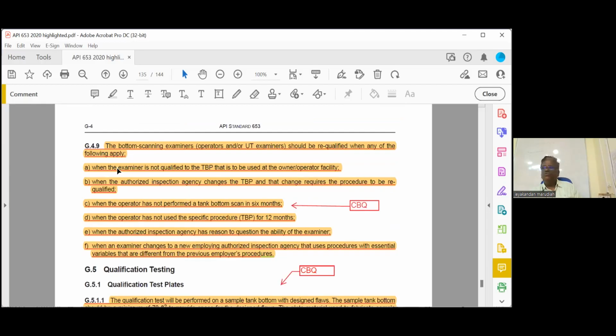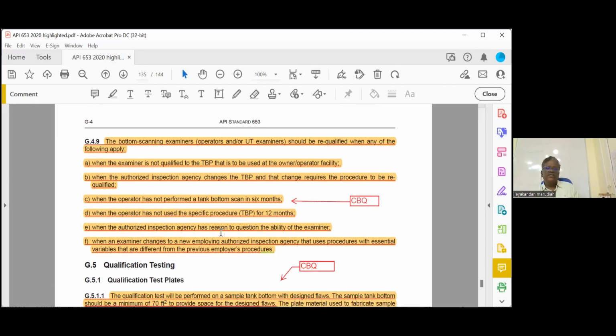Then next page, G4.9, this is important. Again, the bottom scanning examiner, operator, or UT examiner should be requalified when any of the following apply. A, when the examiner is not qualified with the procedure. B, when the authorized inspection agency changes the procedure. TB means a tank bottom procedure. C is important, when the operator has not performed a tank bottom scan for 6 months. If you are not scanning for 6 months, he will be disqualified. Then D, when the operator has not used the specific procedure for 12 months. That is also important, a closed book question.